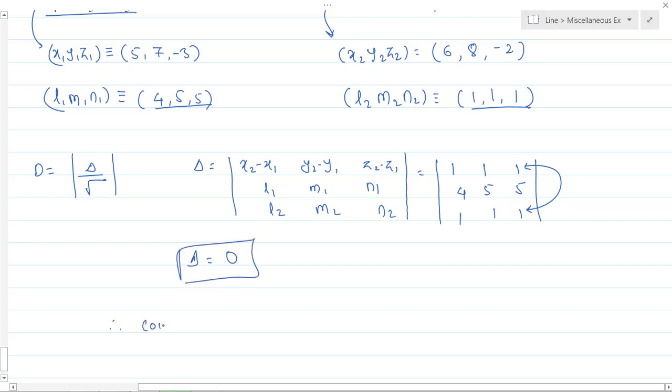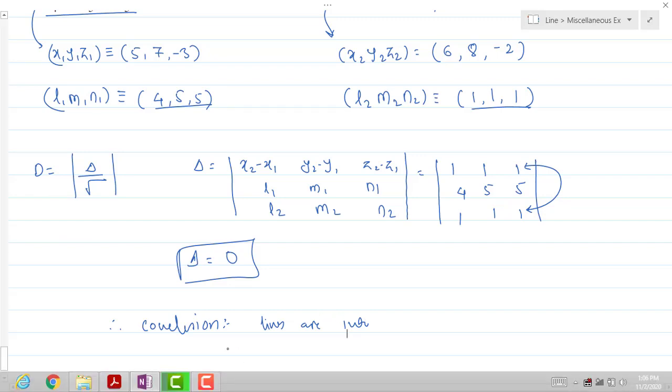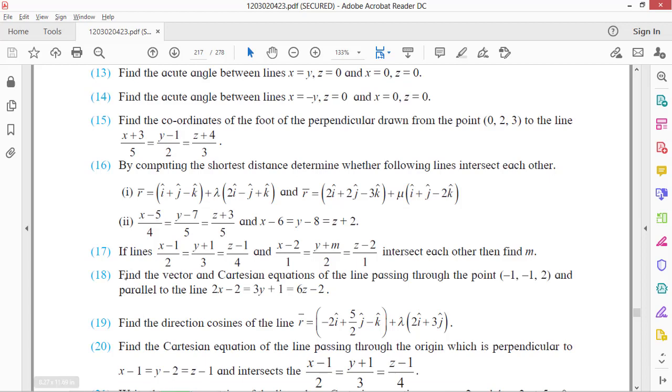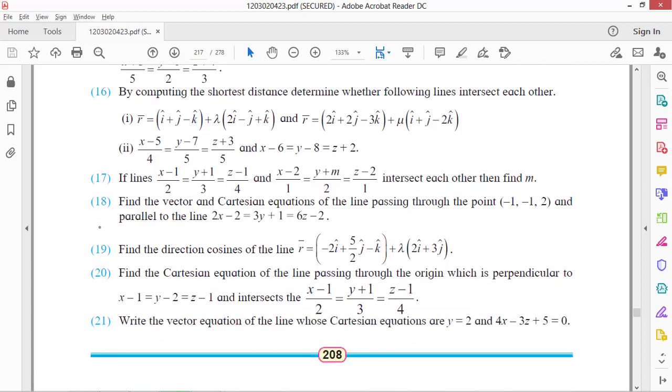Therefore what is your conclusion? Conclusion, boss, the lines are again intersecting. Lines are intersecting because their shortest distance is equal to 0. Okay, perfect. These are very simple. These questions become very simple. Questions are actually hard, difficult, but as we know the concept, the question becomes very simple. Now let's see question number 18. Okay, before 18 there is 17, boss. So let's find out 17.